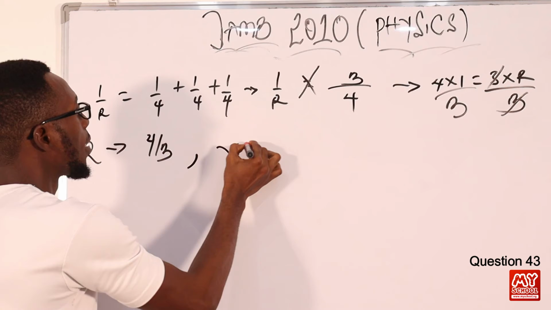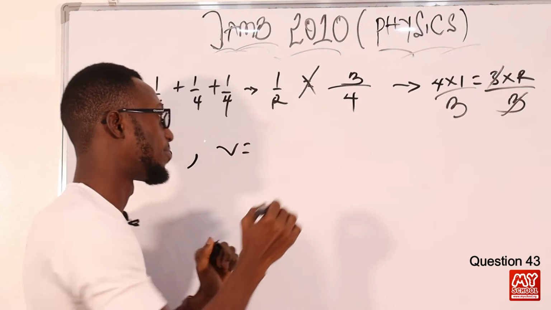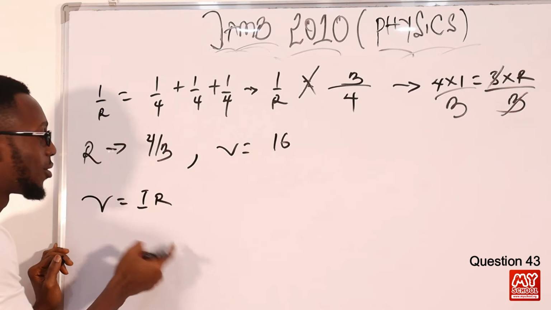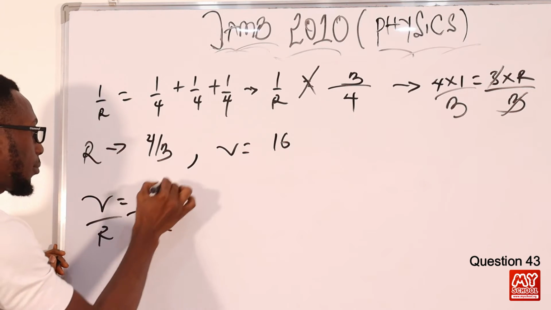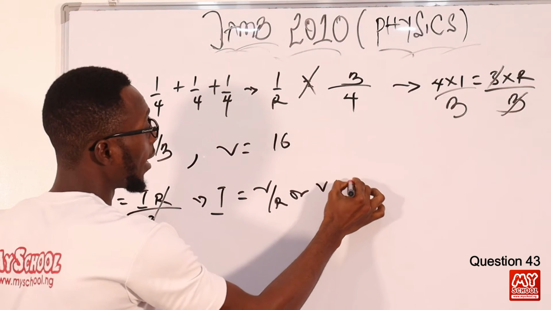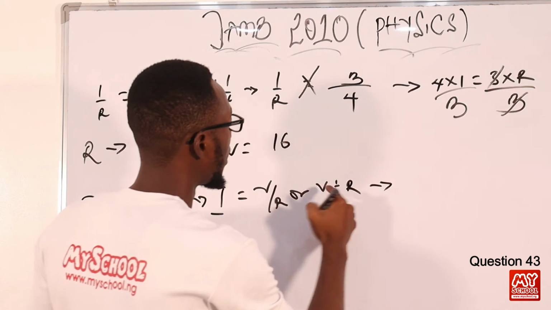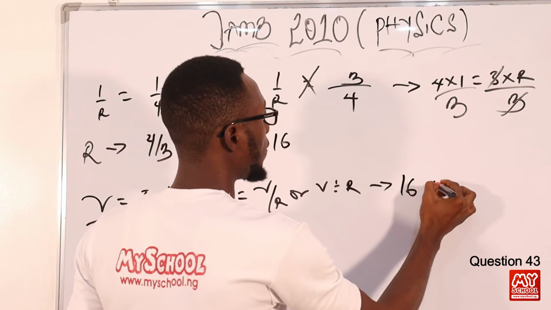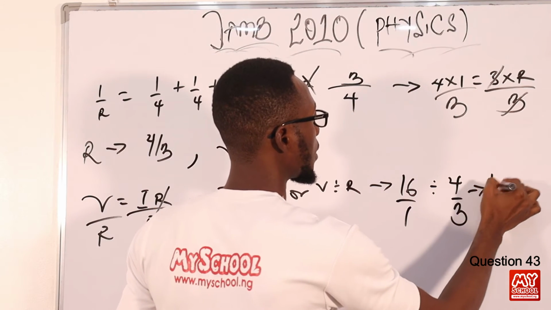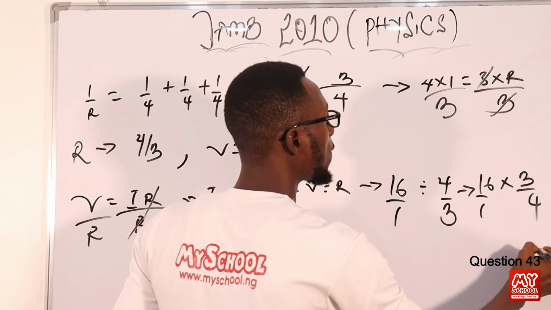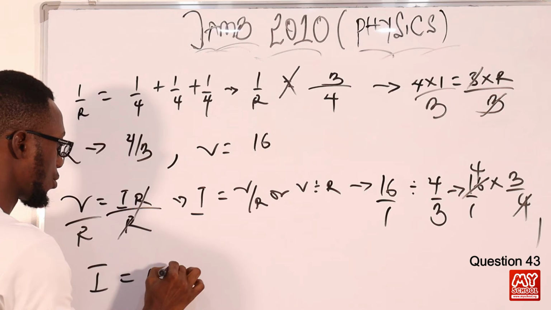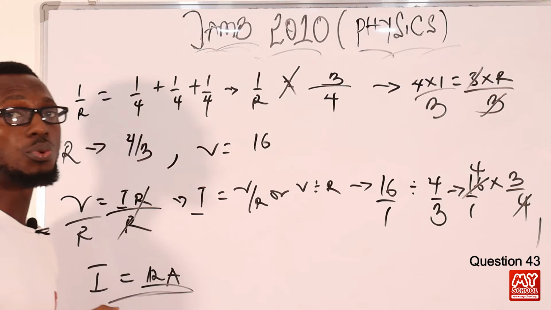So we have our V given as 16. Wonderful. Remember that V equals IR, but right now we are looking for I. So we divide both sides by R. That implies that I equals V over R. So my V is 16, divided by my R, which is 4 over 3. So that is 16 over 1 times 3 over 4. 4 goes into 4 once, 4 goes into 16 four times. 4 times 3, that is 12. So you can see we have 12 amperes.